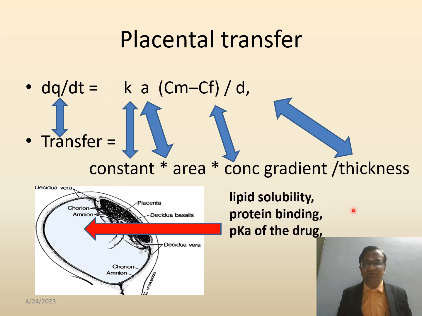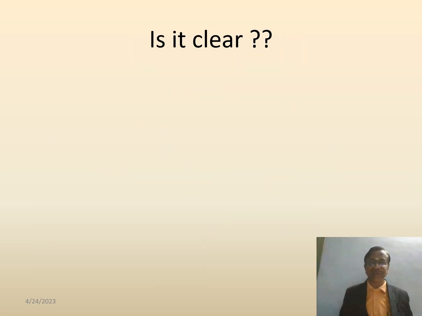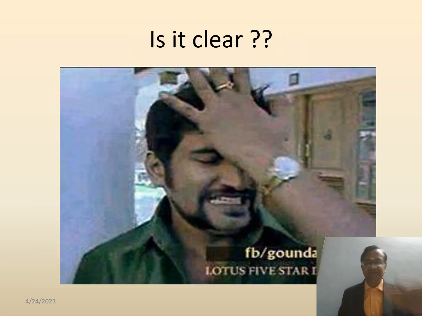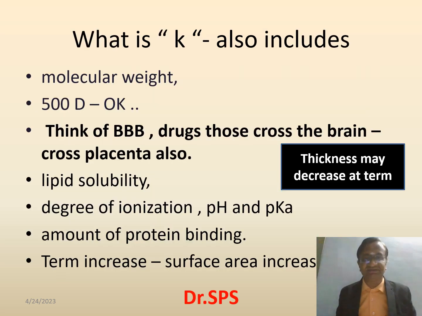Lipid solubility, protein binding, pKa of the drug. So it is very clear. Sometimes it may not be very clear. Again, read this. So we have told that K is one constant for the drug. What is this K being influenced by? Because dQ by dt, the transfer, is equal to K into A into (Cm minus Cf) by D. D is thickness, A is area. There, K is there. What is this K about? K is about a drug's constant. It depends upon the molecular weight, lipid solubility, pKa, protein binding. All these things. Now, one more thing we have told.